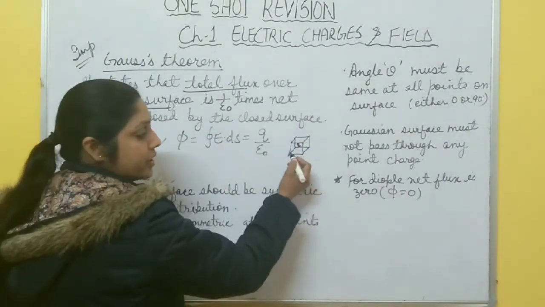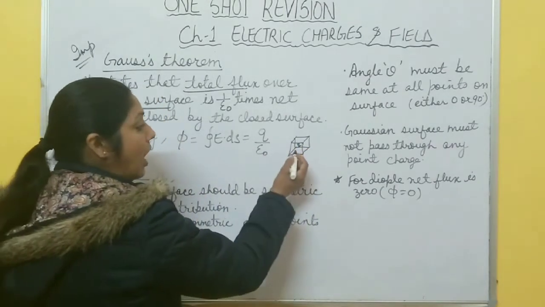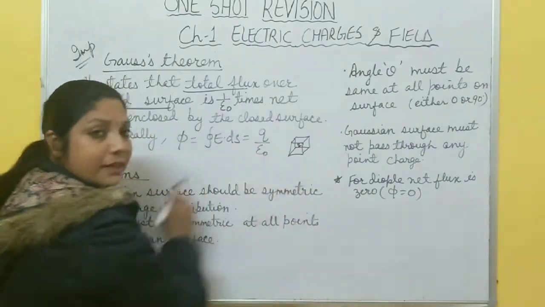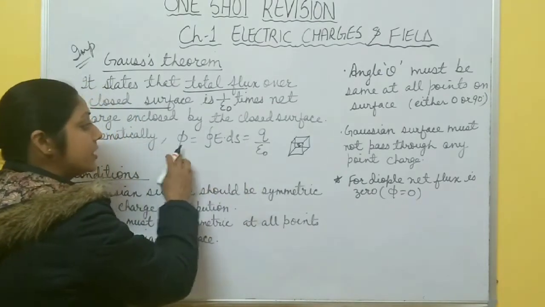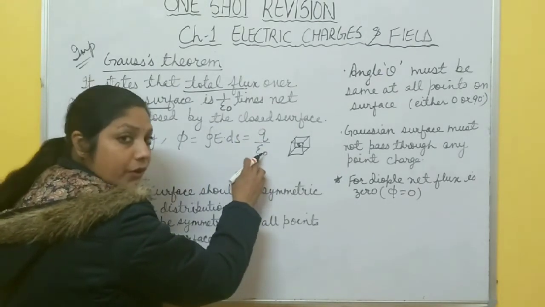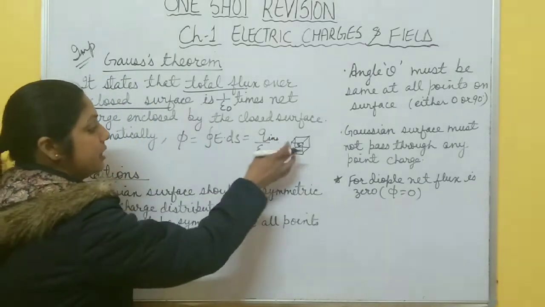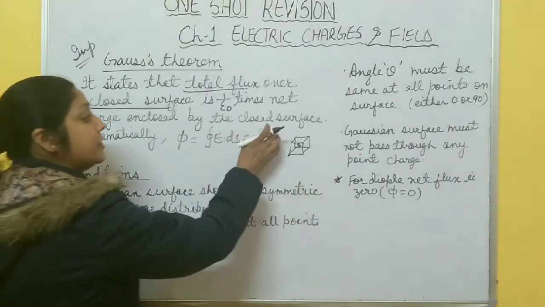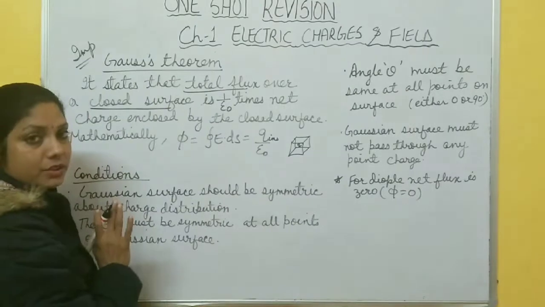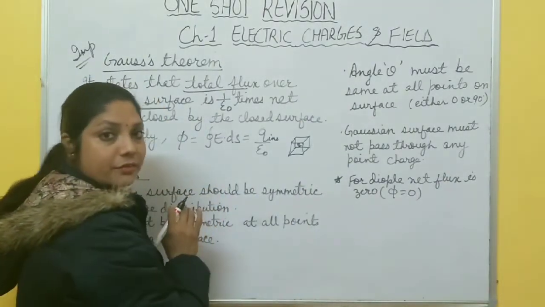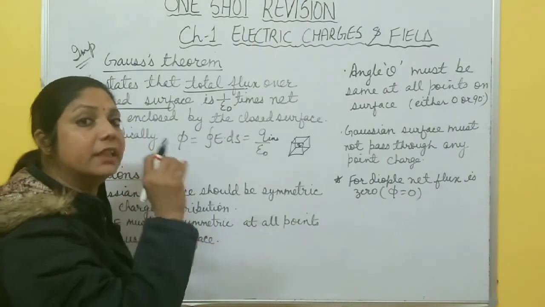Suppose this is a cube, a closed surface, and the total charge inside this cube is Q. So how much total flux is enclosed by this closed surface? It's simple. If you know the total charge, then the total flux is 1 by epsilon naught times the total charge. Q is the charge enclosed inside the surface. So charge must be enclosed inside the surface, then only we apply Gauss theorem. If the charge is outside the closed surface, then you can't use Gauss theorem.